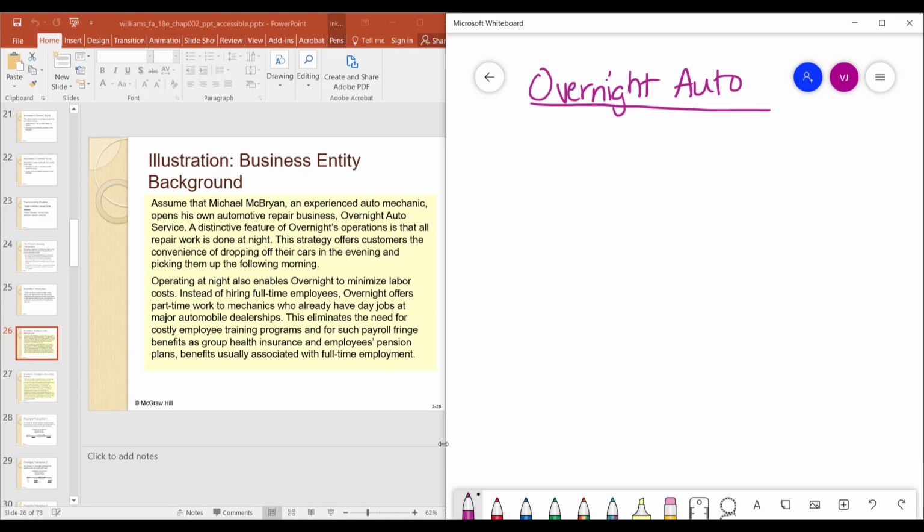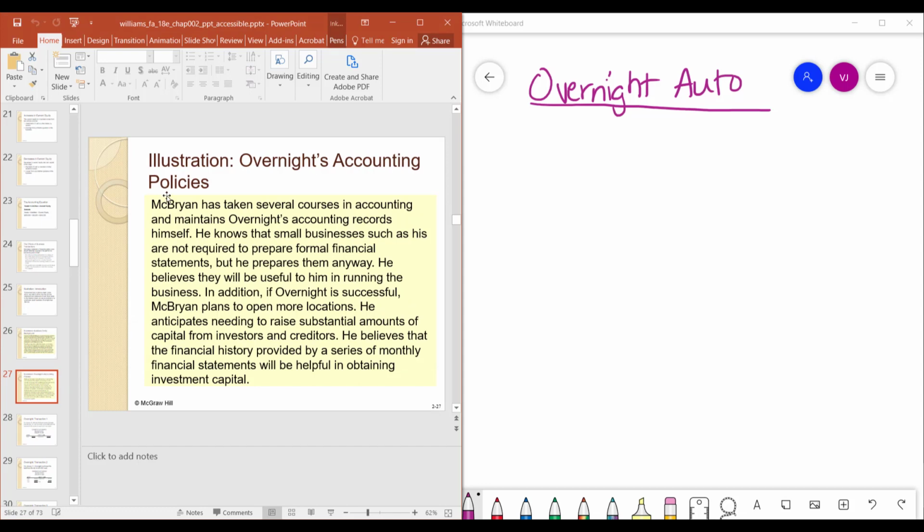So the business we're looking at, like I said, is Overnight Auto. In this case, Michael McBrien opened up his own auto repair shop. So it looks like it's a sole proprietorship to begin with, where he's just opening up his own business. And he wants to keep good accounting records, although it's not a public business. He wants to set up financial statements and make sure those transactions are recorded properly.